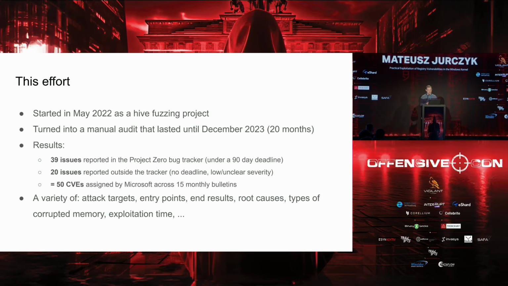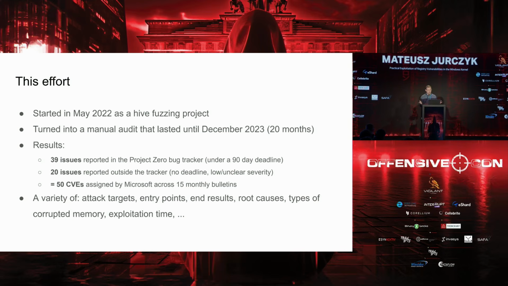And you know, I got so hooked that it lasted for 20 months of basically just looking at this code. So the results are that I filed 39 issues in the Project Zero Bug Tracker because they had some significant security impact. I also reported 20 issues outside of the tracker because they had either low or unclear severity, but I still wanted Microsoft to know about them. And overall, it was 50 CVEs that were assigned to Microsoft across 15 different monthly bulletins.